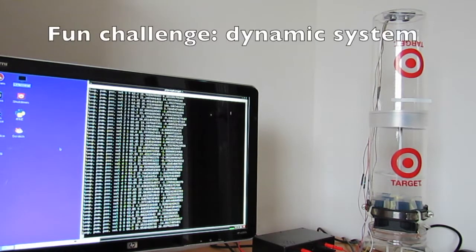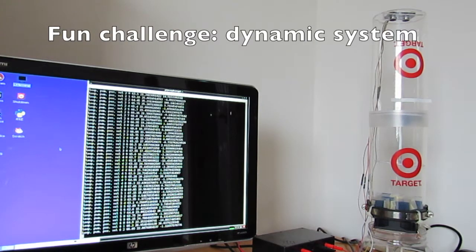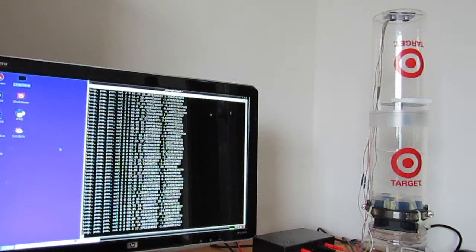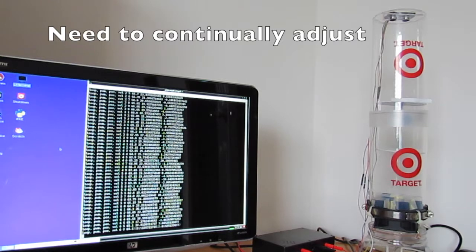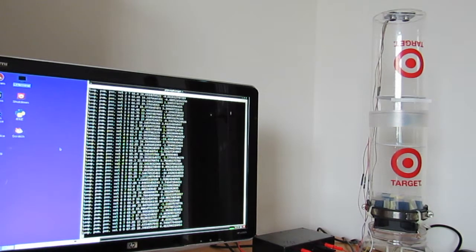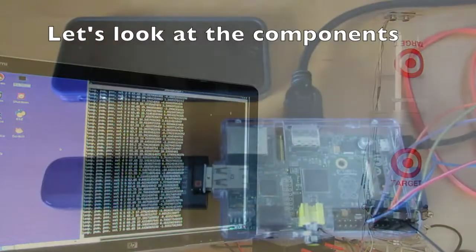One challenge I liked about this setup is that this is a dynamic system. A steady airflow will not keep the height steady. There is randomness from turbulence and airflow rotation. And also the sensor is not accurate at all.